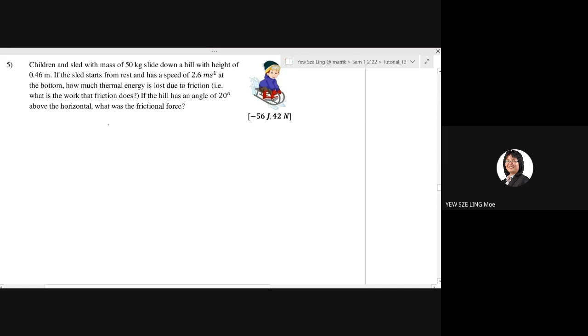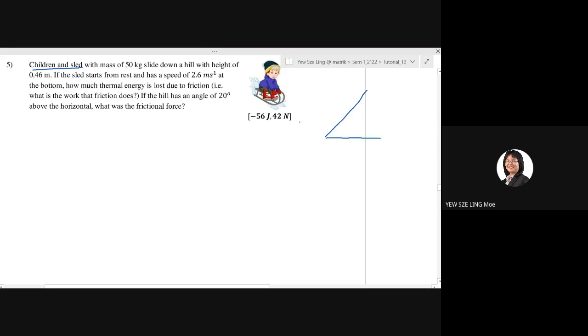So, children and a slide with mass. Now treat both children and slide as one object, and the mass is 50 kg. They slide down a hill with height of 0.46 meter. So, okay, now you have a hill. I'm going to sketch a diagram here. So this is the hill, and this is the ground, right?